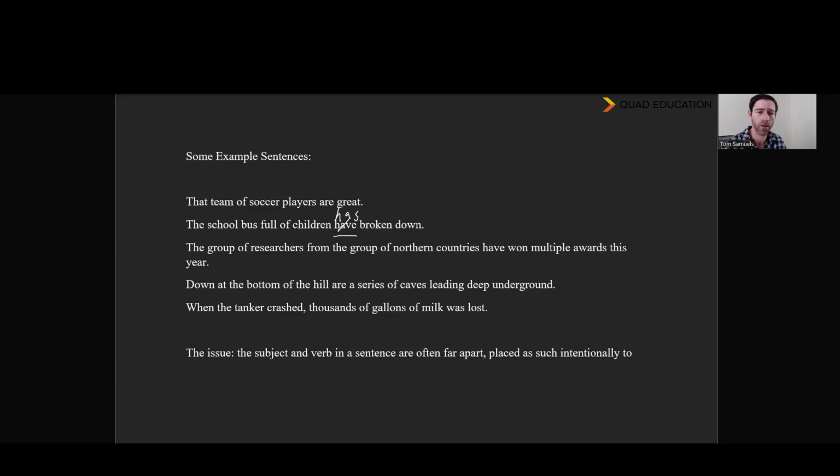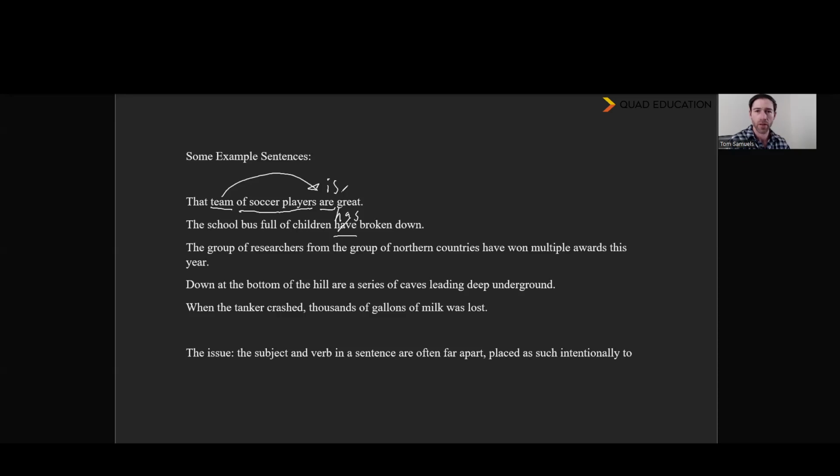Okay, taking a look at the first sentence, hopefully you noticed that it's the team that is great and not the players. So this is a classic case of a collective noun, where it's the team, which is singular, because you can have the word teams, that's plural, that is the thing that we're saying is good or not. And the players are just what we call prepositional information about that subject.